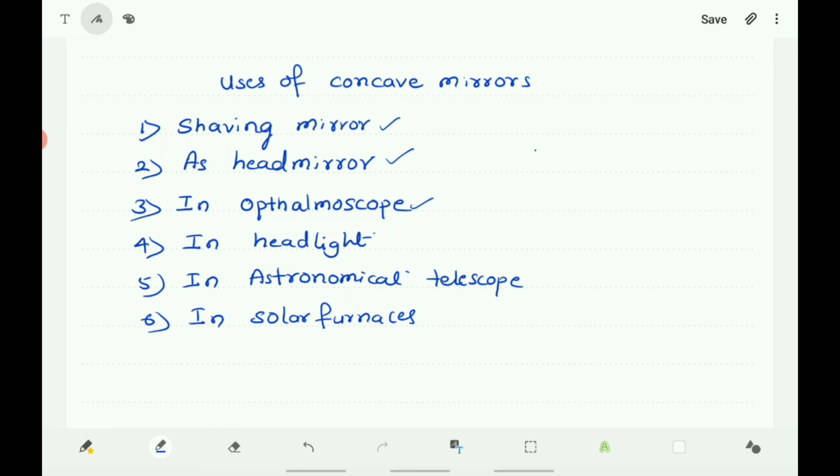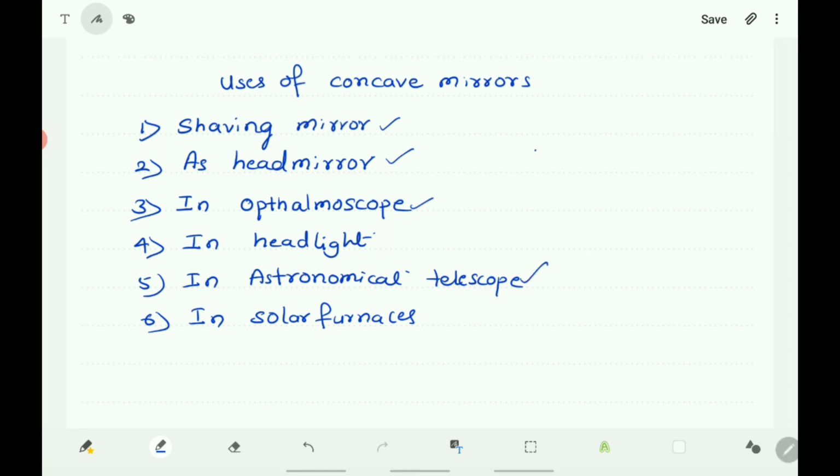And it is used in headlights. Concave mirrors are used as reflectors in headlights of motor vehicles, railway engines, torch lights, etc. The source is placed at the focus of the concave mirror. The light rays after reflection travel over a large distance as a parallel beam of high intensity.